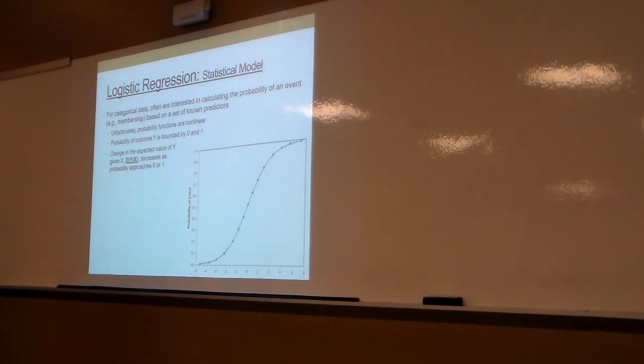Okay. Now the problem with this is our probability function, right? What I'm interested in is the probability of someone being in group A versus group B. The problem is our probability functions aren't linear. Remember, our probability is bounded by 0 and 1. And what we see is as our probabilities get closer and closer to those limits, the change in the expected value of y given a change in x starts to taper off.